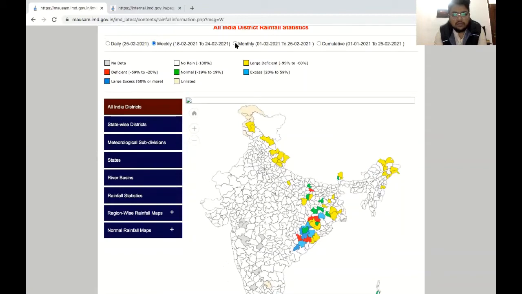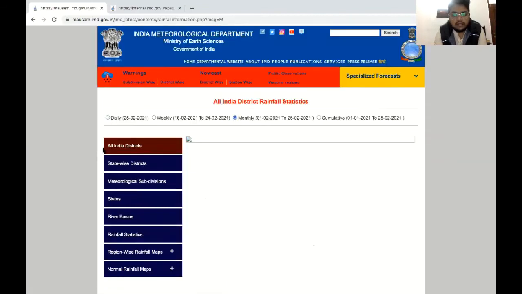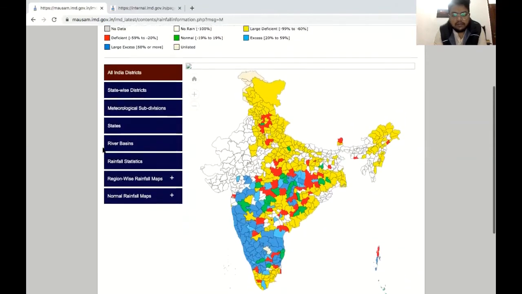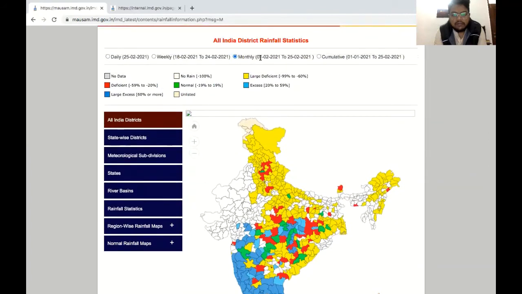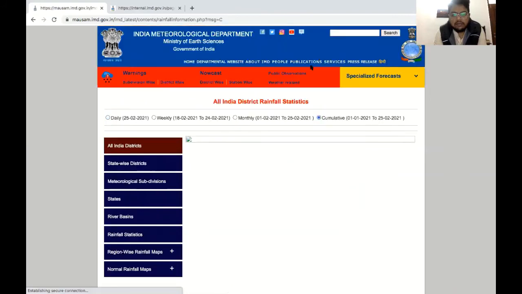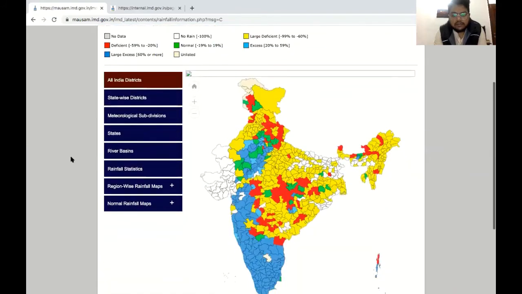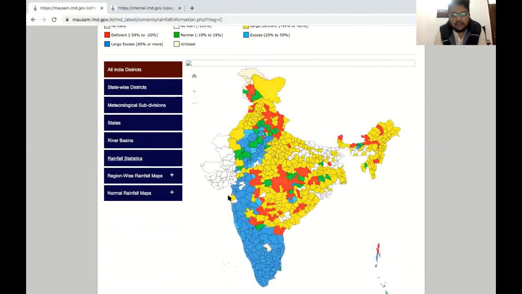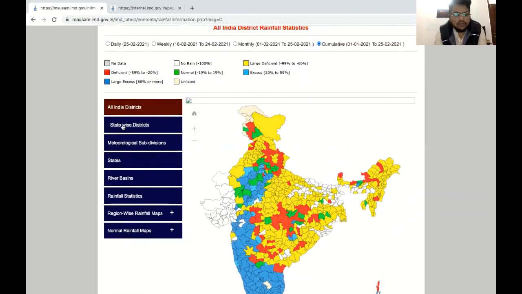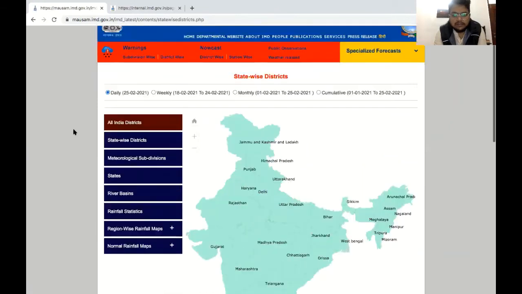Now you can view this in different ways. You can also see the monthly map. So this is from 1st of February to 25th of February, and you can also see the cumulative, which is from the 1st of January to the 25th of February. So similarly, data will be available on how much rainfall has happened and how much is it excess or is it large deficient or normal. So you can also view this as state-wise districts.